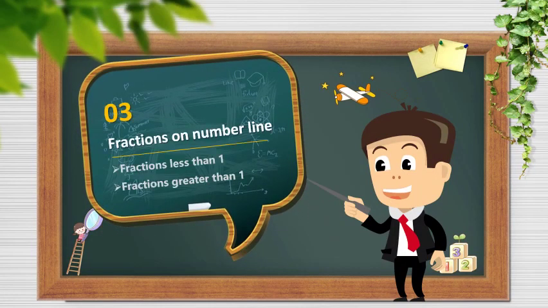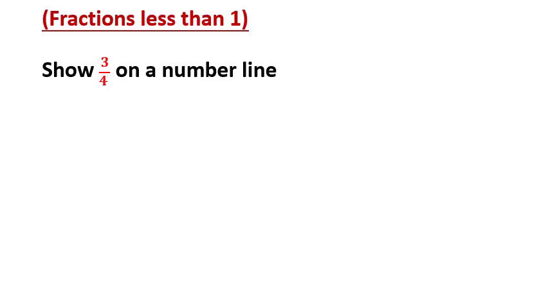Okay, so let's have a look at fractions on a number line. Let's review what the fractions less than 1 and the fractions greater than 1 are. I have to show 3/4 on a number line. So how am I going to do that? What are the steps I have to follow to make a number line to show any fraction?